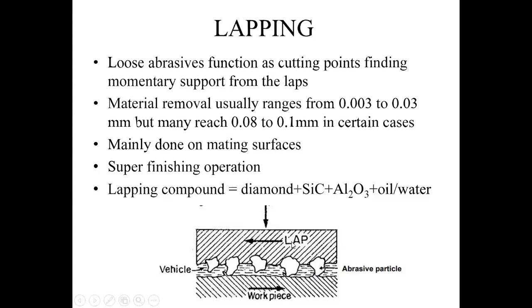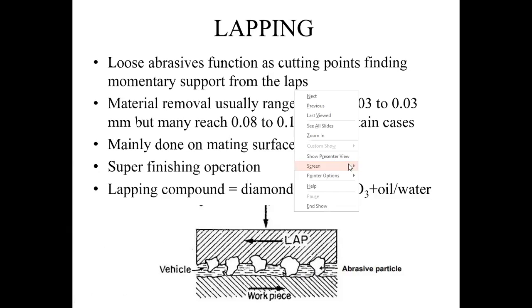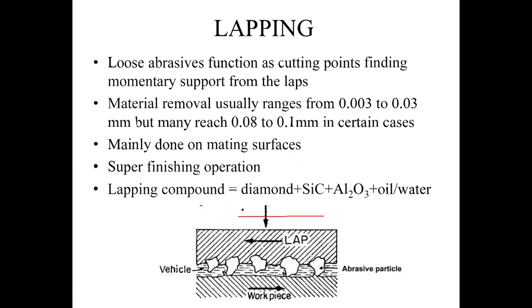The lap tool moves forward and backward in a reciprocating motion, or sometimes it has a rotary motion. When the lapping tool moves, it moves the abrasive particles. For example, assume this is your lapping tool moving forward and backward in this direction. On the workpiece you have already sprinkled some abrasive particles. When you move the tool, what happens?